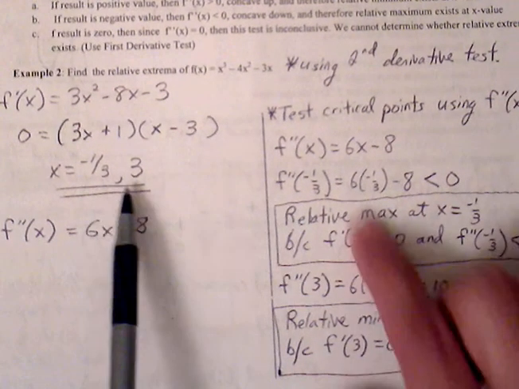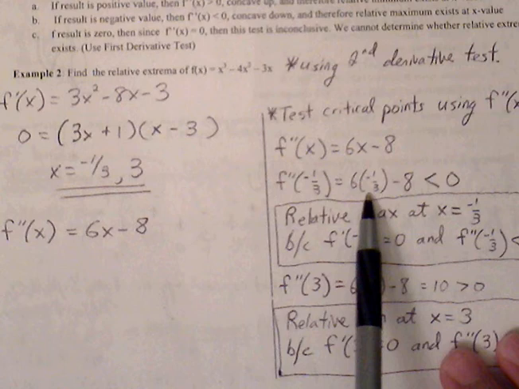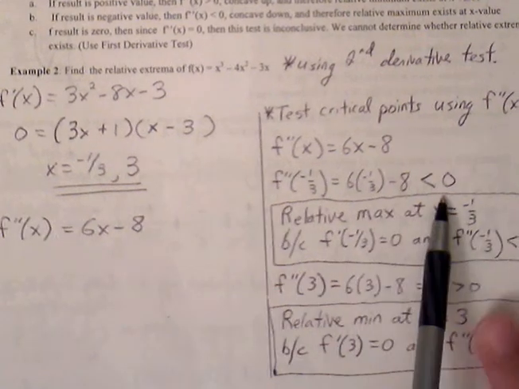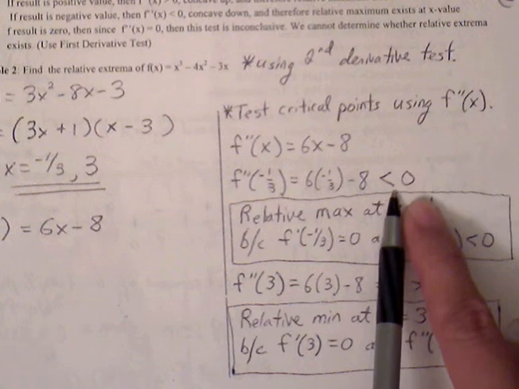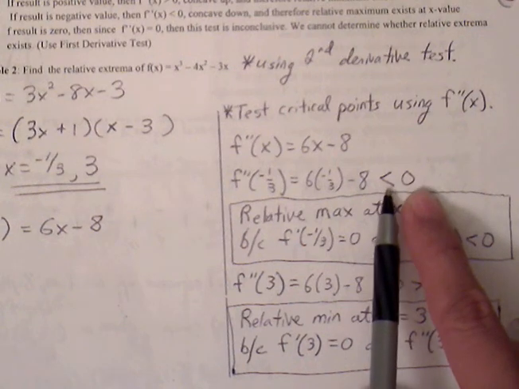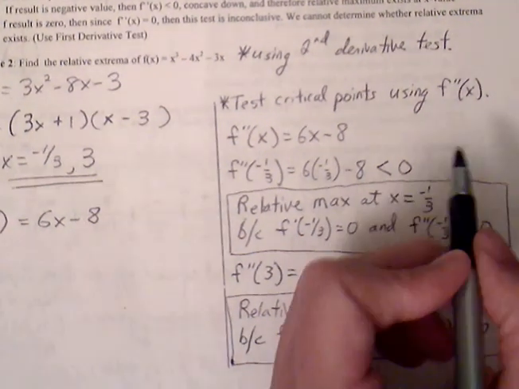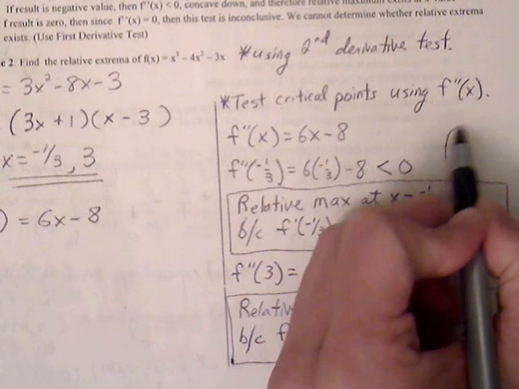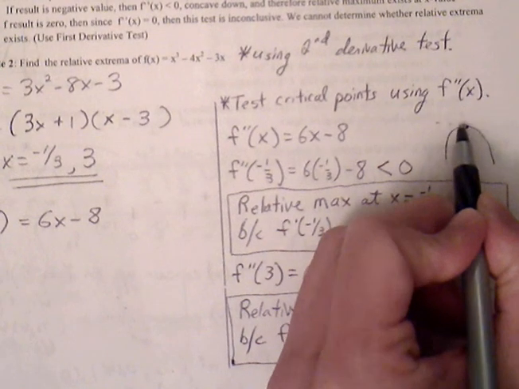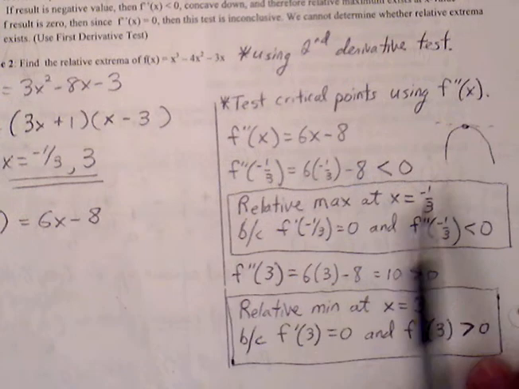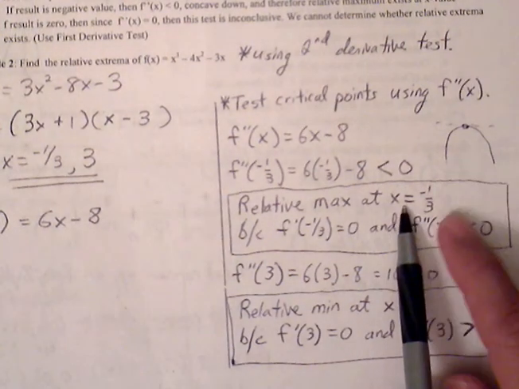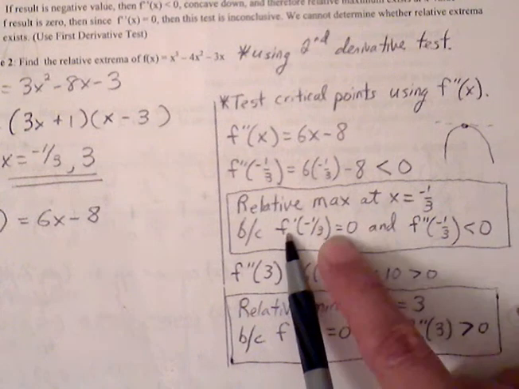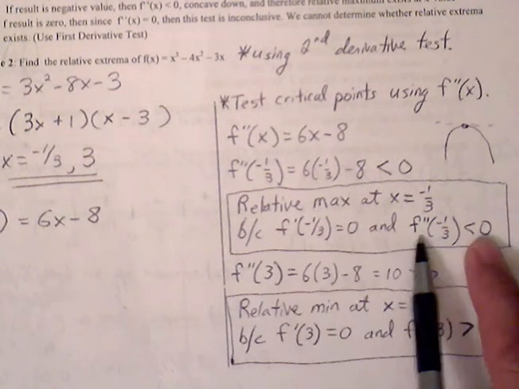So now we're going to plug each of these candidates into the second derivative function. Negative 1/3 gets plugged into x. We get negative 2 minus 8, which is negative 10, which is less than 0. So if a graph has a slope of 0 and is part of a graph that is concave down, then we know the graph must be sitting at a relative maximum. So the relative maximum will occur at negative 1/3, because f prime of negative 1/3 is 0, the slope is 0, and it is part of a graph that is concave down.